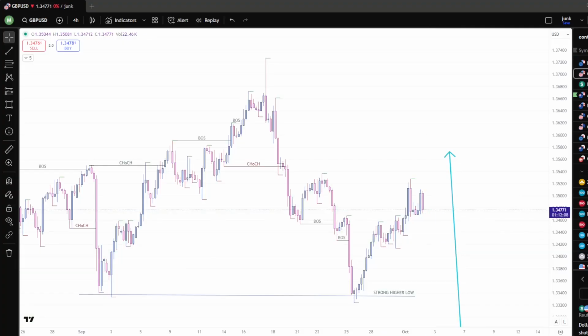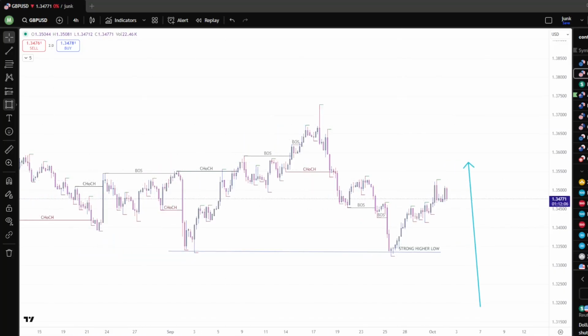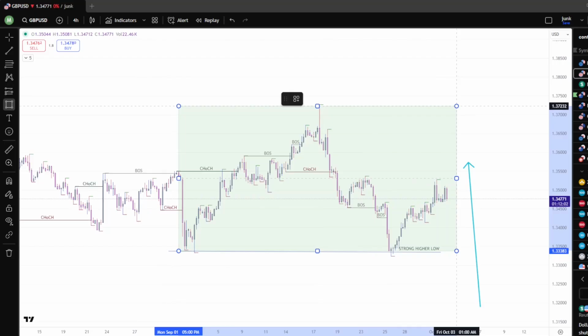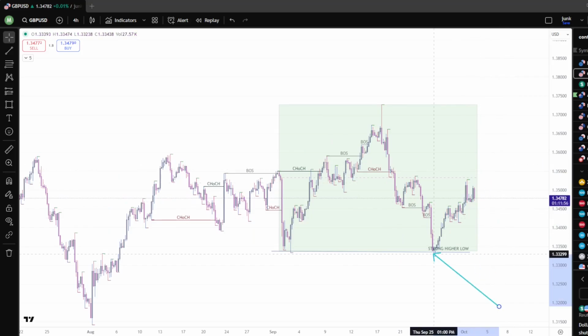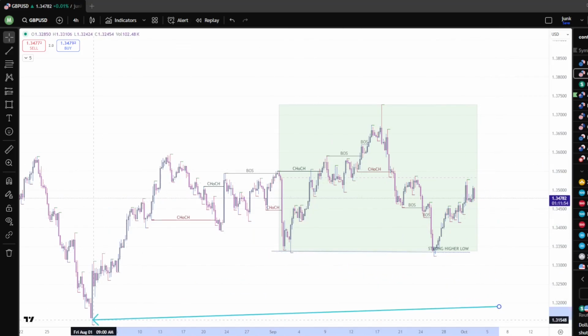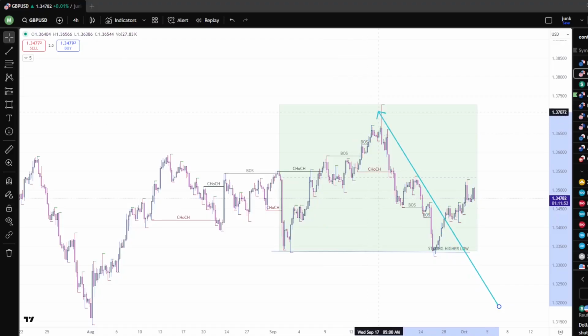GBP USD, let's go map out the current range. Of course, this is the higher low from this low, which was the higher low from these lows. This higher low took out the highs of the previous range, and then sellers stepped back in, breaking structure to the downside, with lower highs, lower lows, lower highs, lower lows.